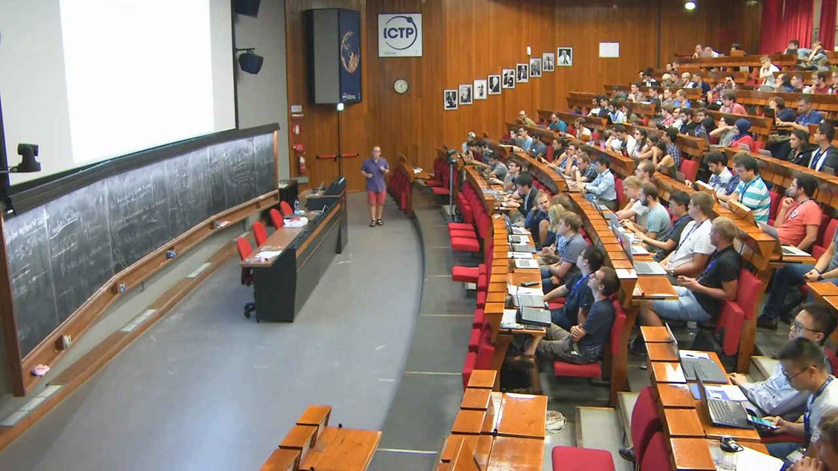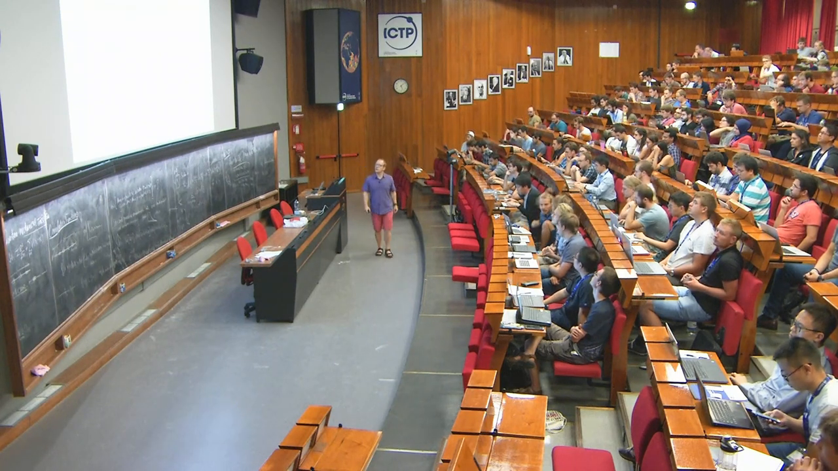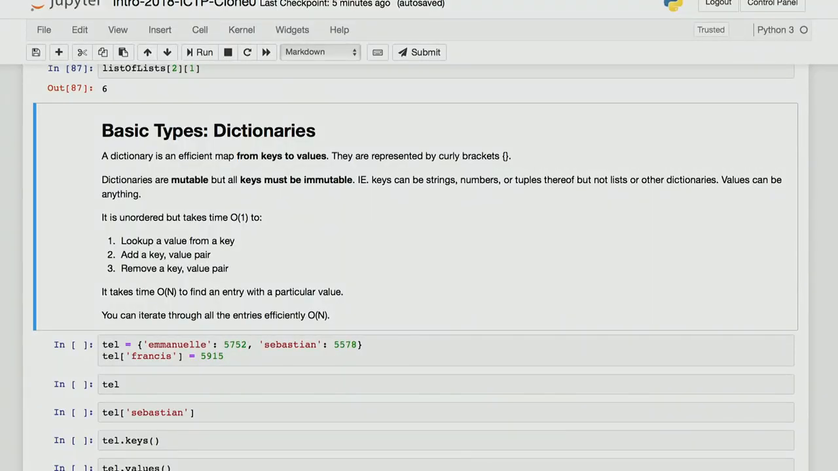No? All right, so now let's talk about dictionaries. A dictionary is an efficient map from keys to values. They're represented by curly brackets. They're mutable. That means you can put entries in and out of the dictionary, and you can change the value of an entry. Yeah? Sorry, question on lists.